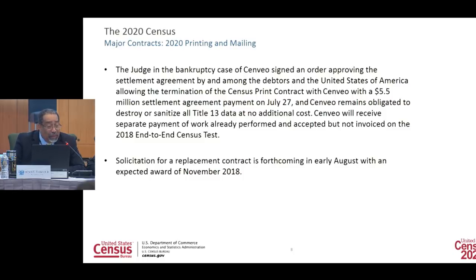The complete terms of the settlement have been entered by order of the court and are publicly available if people want to look at them. The Government Publishing Office is in the process of putting out a new solicitation and intends to award the replacement printing and mailing contract by November, which will ensure that there is no negative impact on the 2020 printing mailing operation or the overall 2020 census schedule.